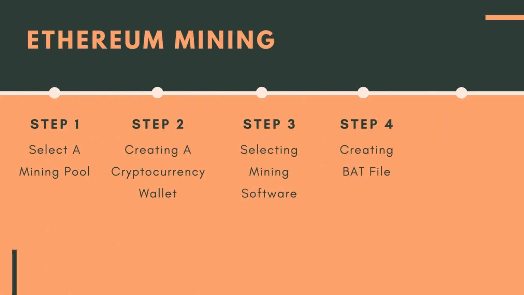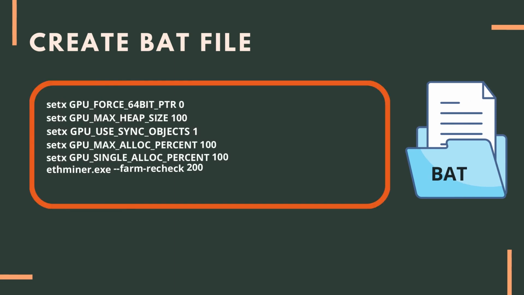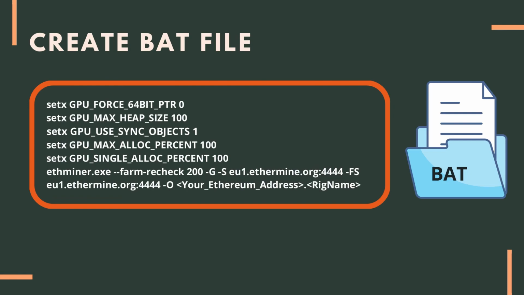Our next step is creating a BAT file. To start the mining process, you need to create a BAT file. ETHMiner provides a default setting that works well for most graphics processing units. You can go ahead and copy this code and save it to your new BAT file. Let's say startmining.bat, and paste it.